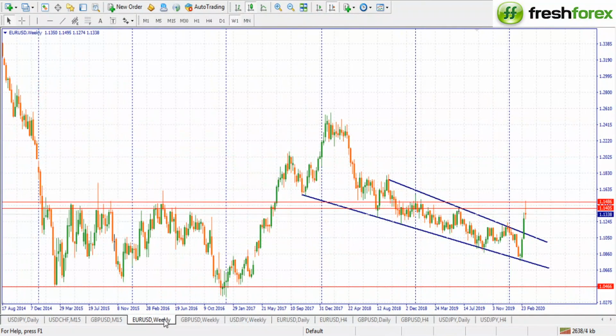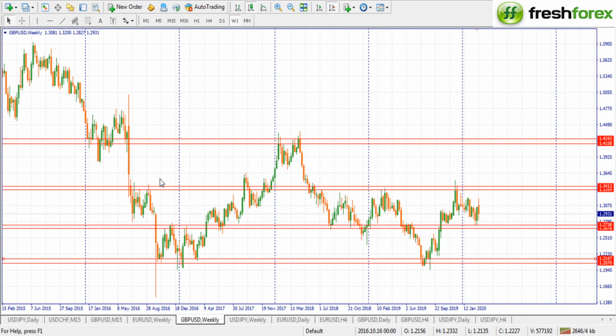The GBPUSD we have seen, this is what we expect to happen on EURUSD. Then the GBP I was talking about is this one. Our levels here, these are the key levels you're supposed to focus on: 1.4243, 1.3413, then 1.2738, and the last one is 1.2147.